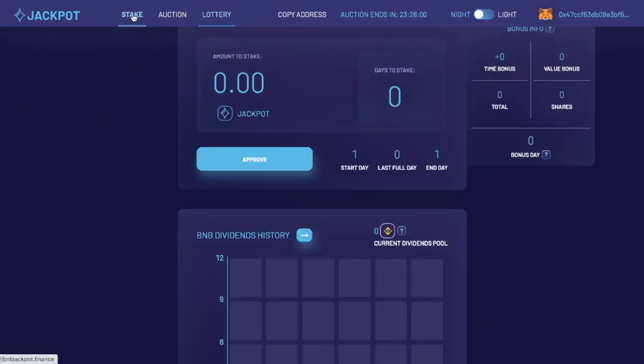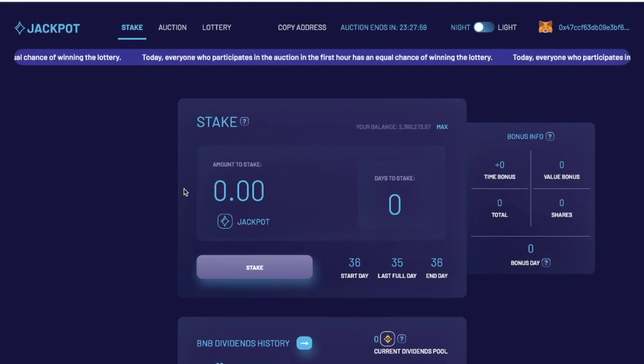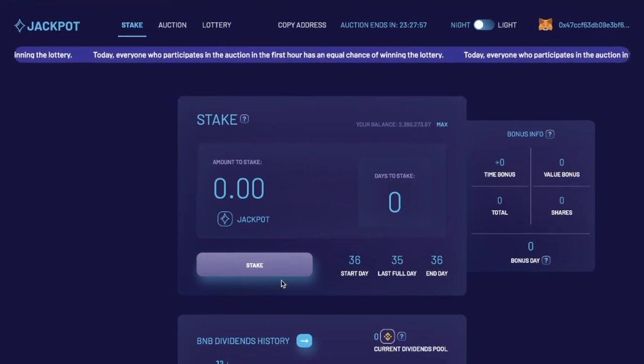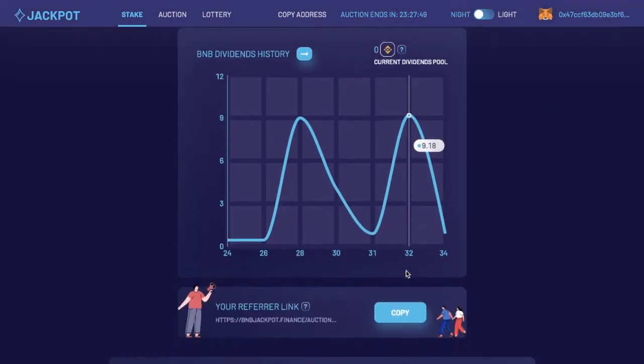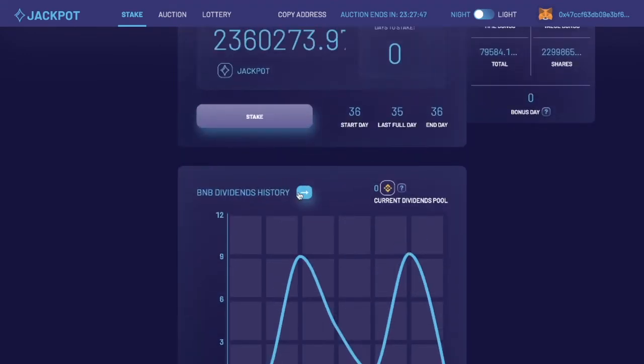Now we can come over to the stake function. Okay, so to stake, we already approved. I'm going to go ahead and select max, and let's say, how long do we get to select for?